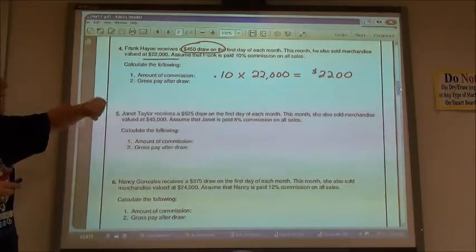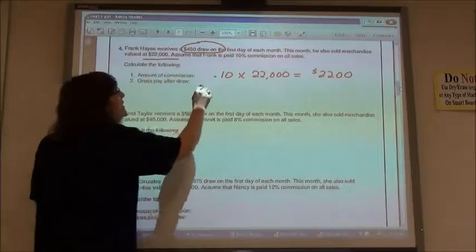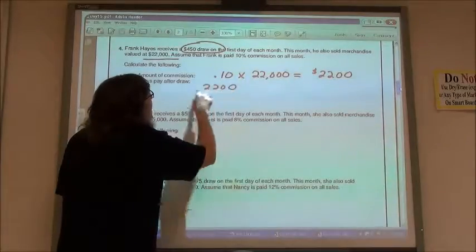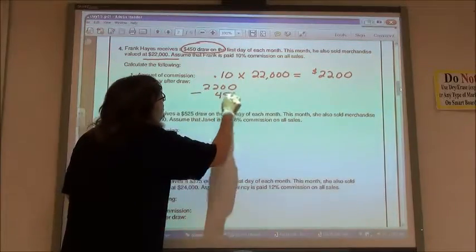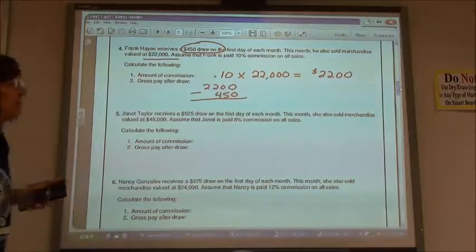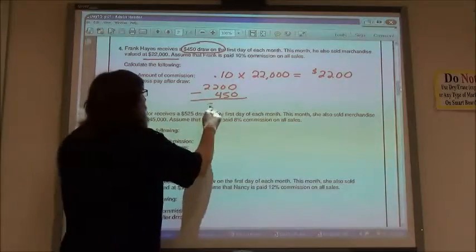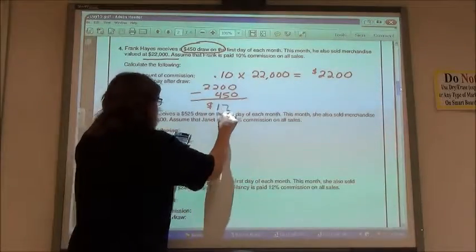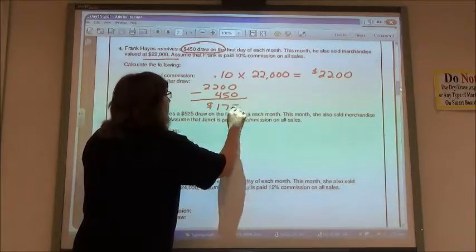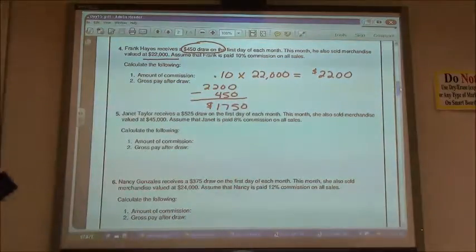So the gross pay after the draw means you're going to take the amount he would have earned and subtract off that $450 that he got at the beginning of the month. So we're going to take the $2,200, subtract the $450, and so his gross pay after his draw, $1,750 is how much he's going to get in his paycheck then.